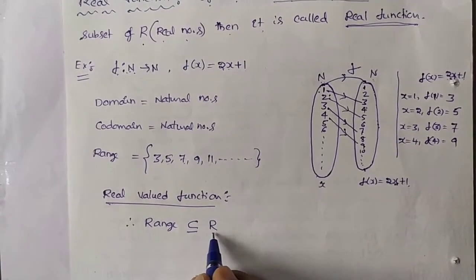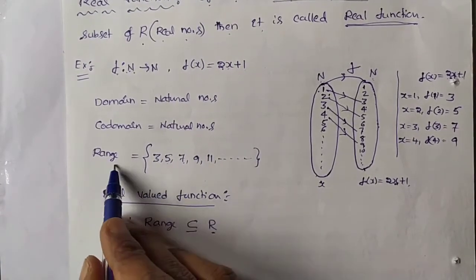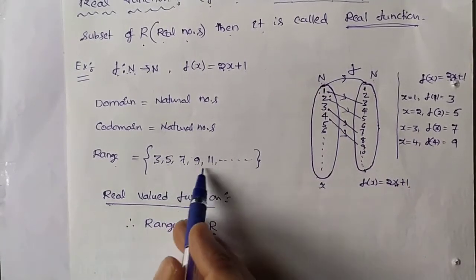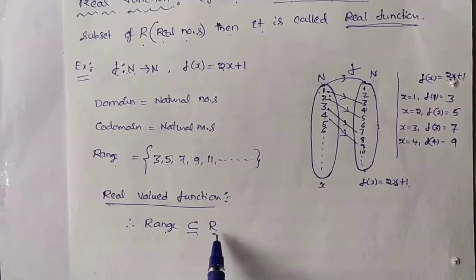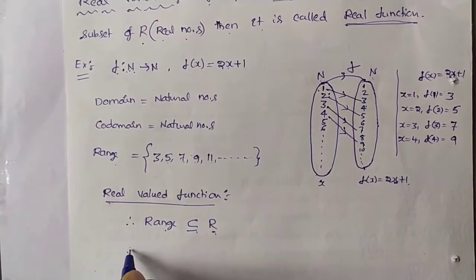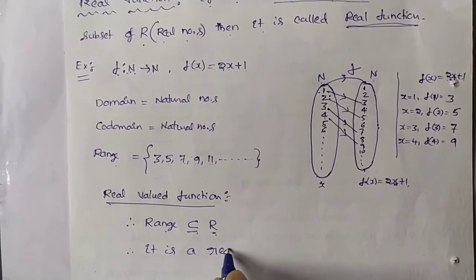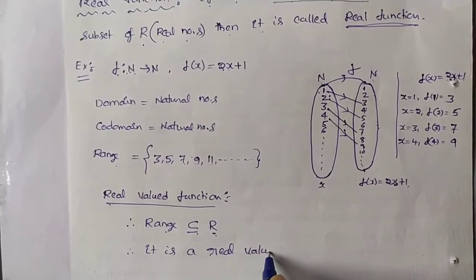R is nothing but what? Real numbers. Okay, R is nothing but real numbers. Range 3, 5, 7, 9, 11, all these are real numbers, right? Therefore, range is a subset of R. Therefore, it is a real valued function.